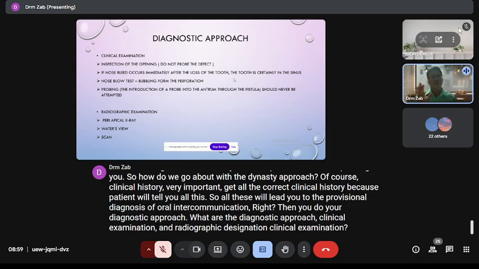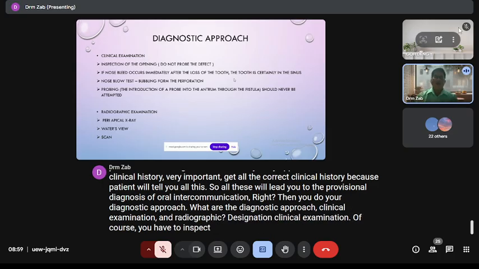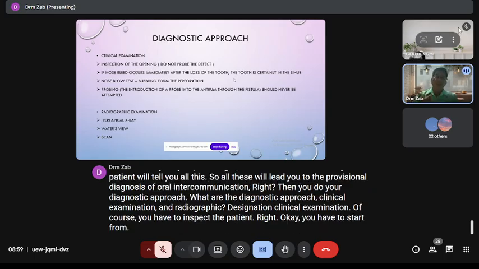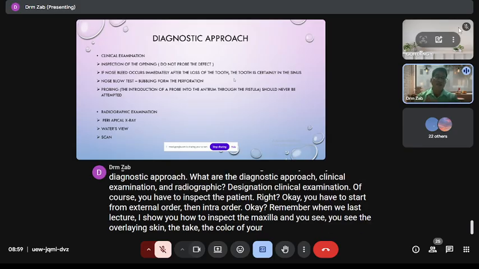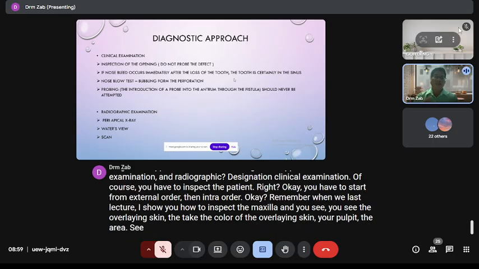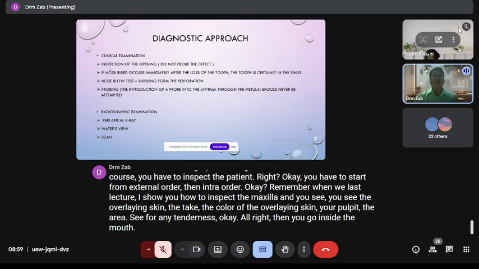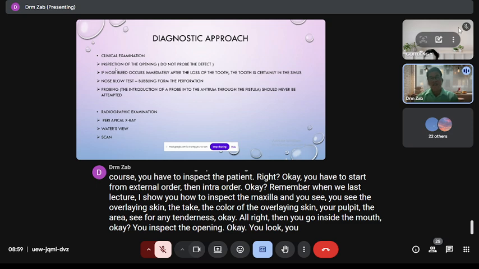Clinical examination, of course, you have to inspect the patient, right? Okay, you have to start from extraoral, then intraoral. Okay, remember in the last lecture, I showed you how to inspect the maxilla, and you see the overlying skin, the color of the overlying skin. You palpate the area, see for any tenderness. Okay, all right. Then you go inside the mouth. Okay, you inspect the opening. Okay, you notice there is an opening.